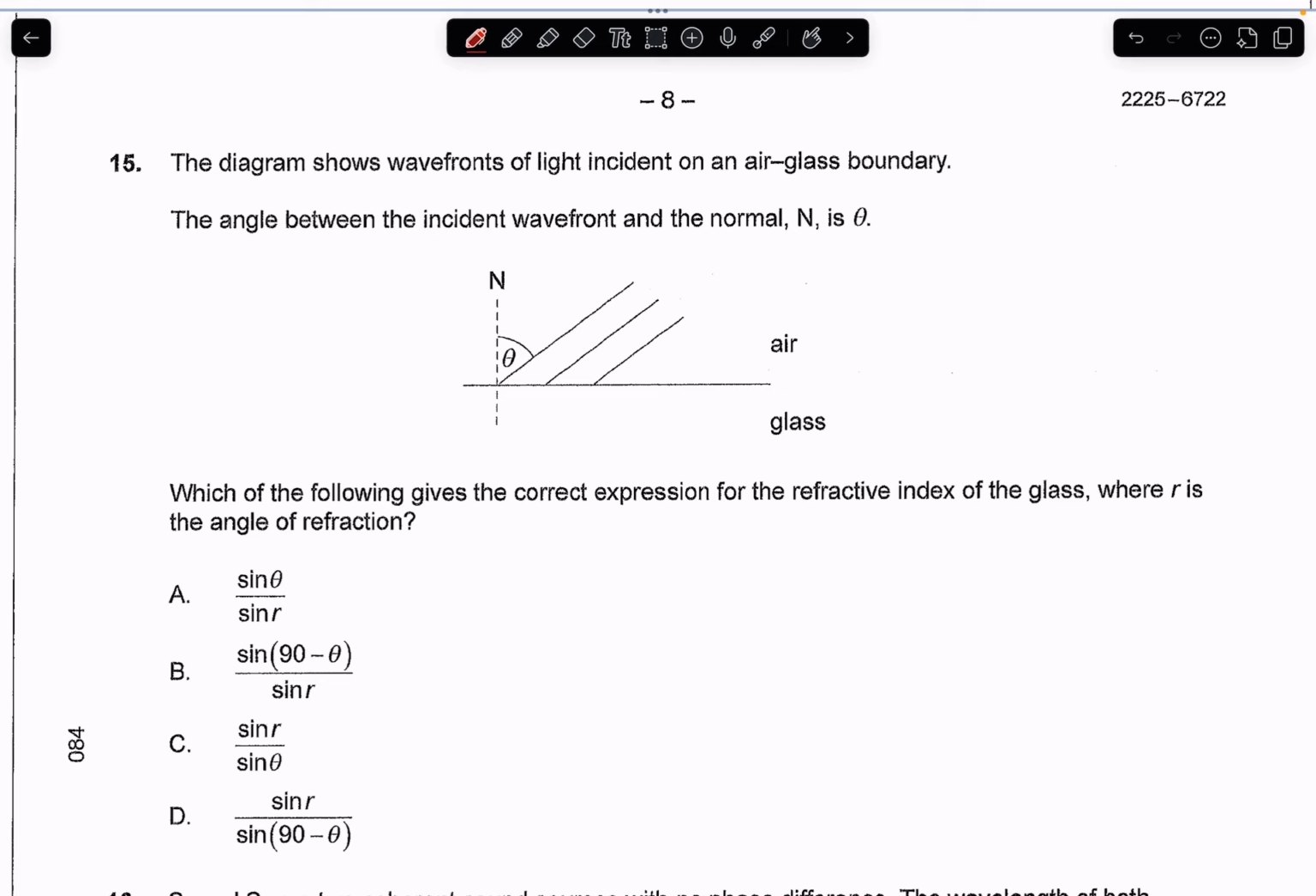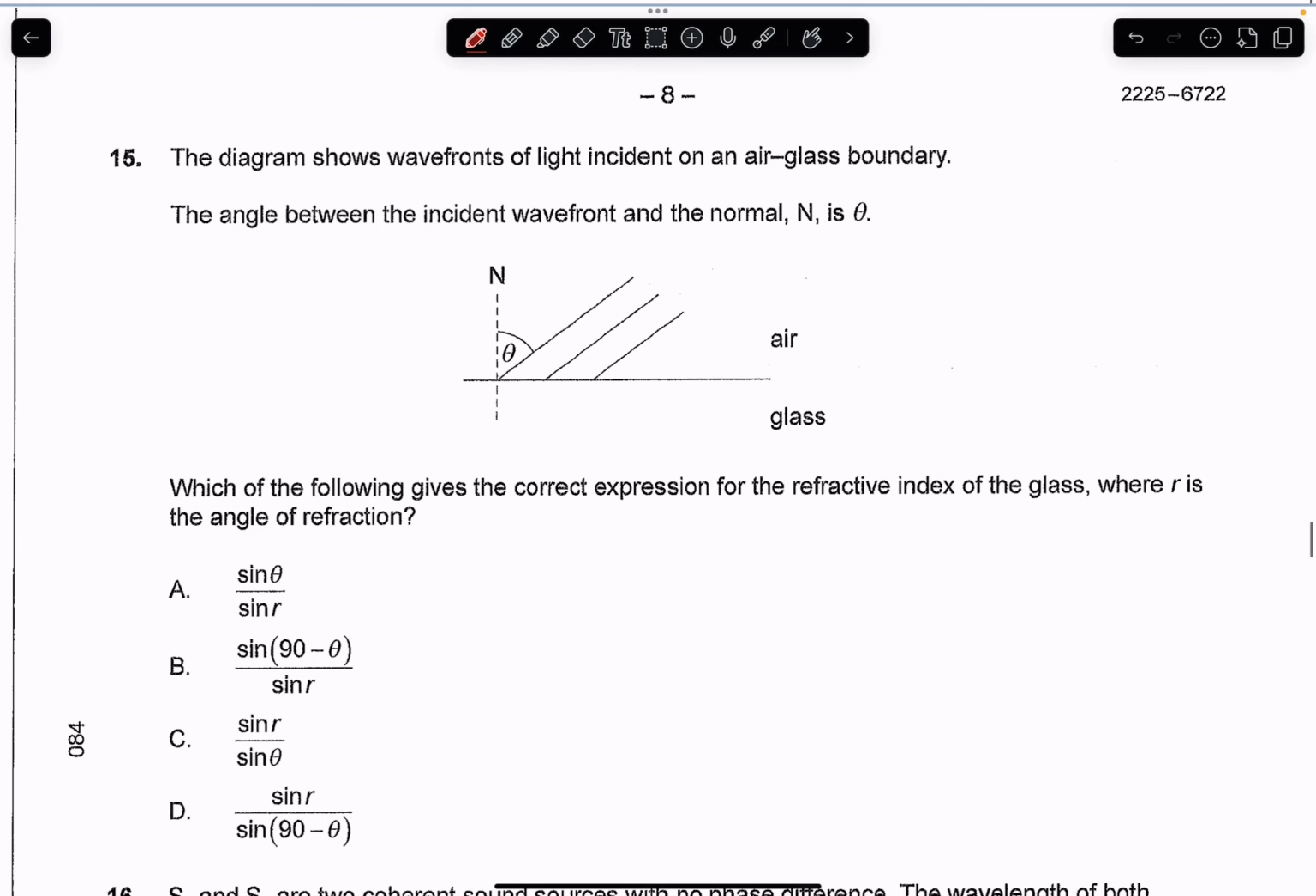Today I'm here with a very recent exam question. This is question 15 from paper 1 from the May 2025 exam. So let's get started. The diagram shows wavefronts of light incident on an air glass boundary.